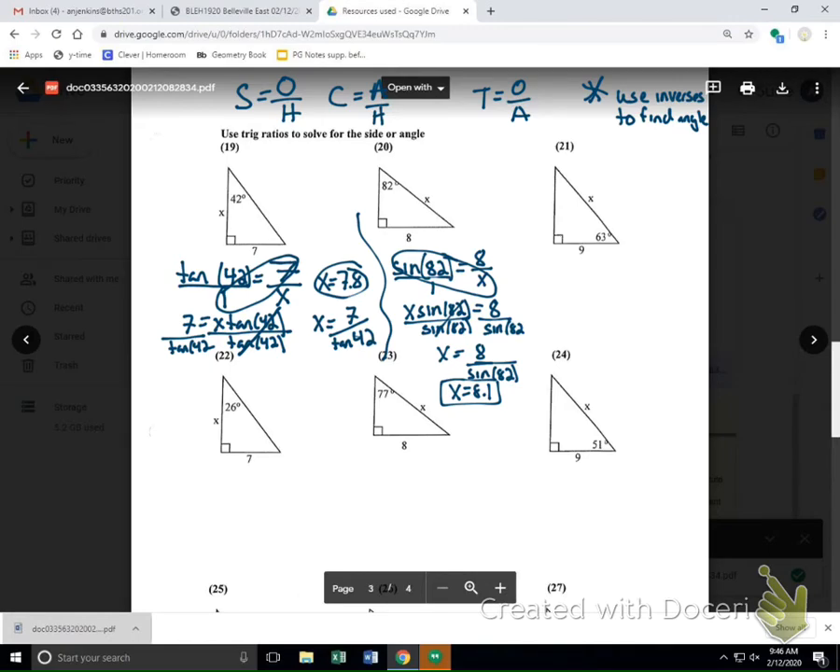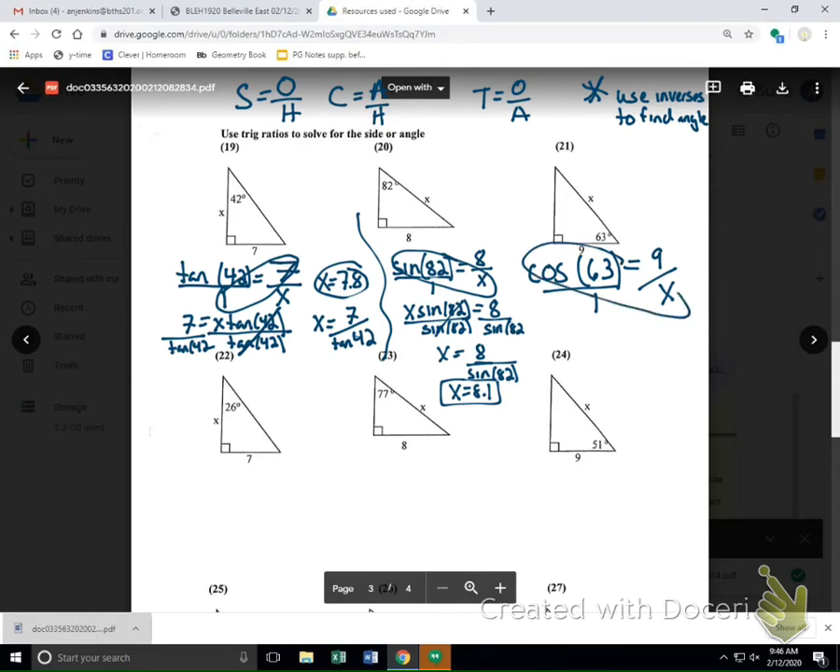Next up, we have 63. Which trig function do we have in reference to 63? Adjacent, hypotenuse, perfect, which is? Yep, cosine. So adjacent is 9. Hypotenuse is x. One more time, we're going to put it over 1.